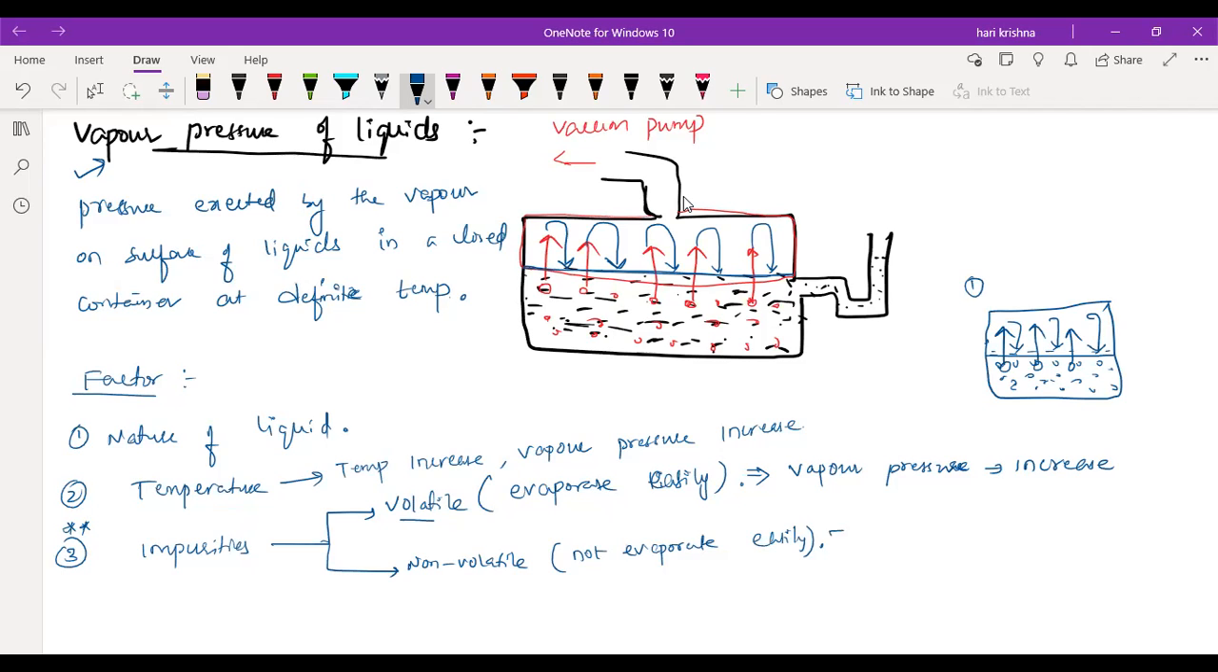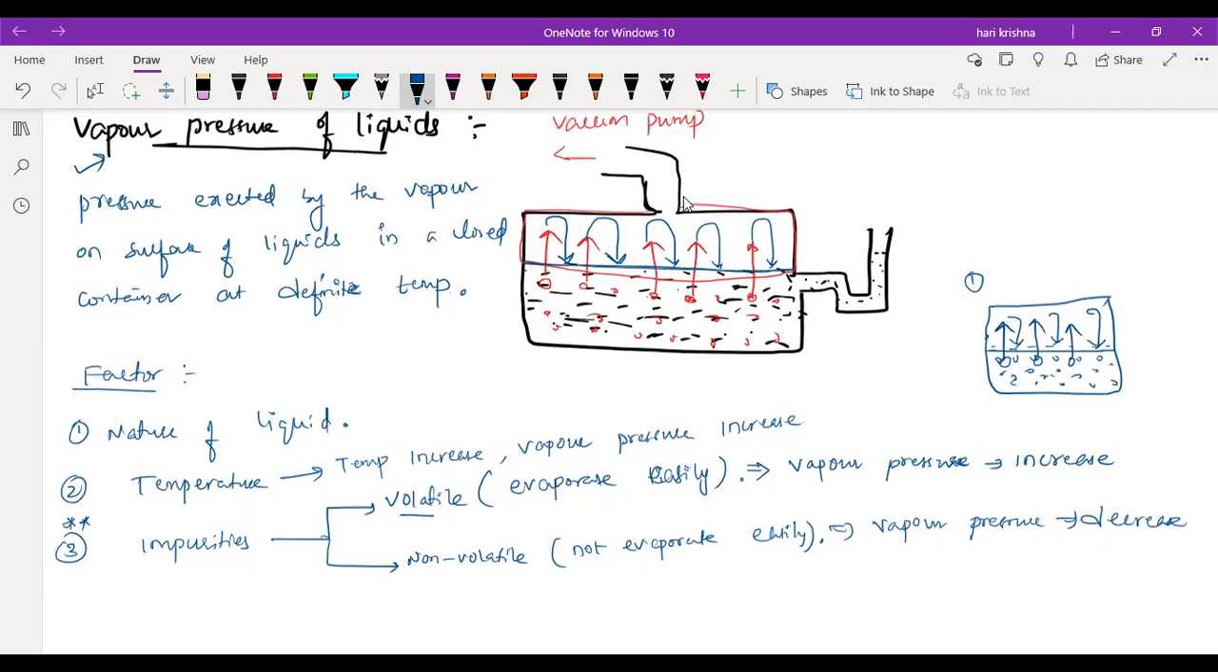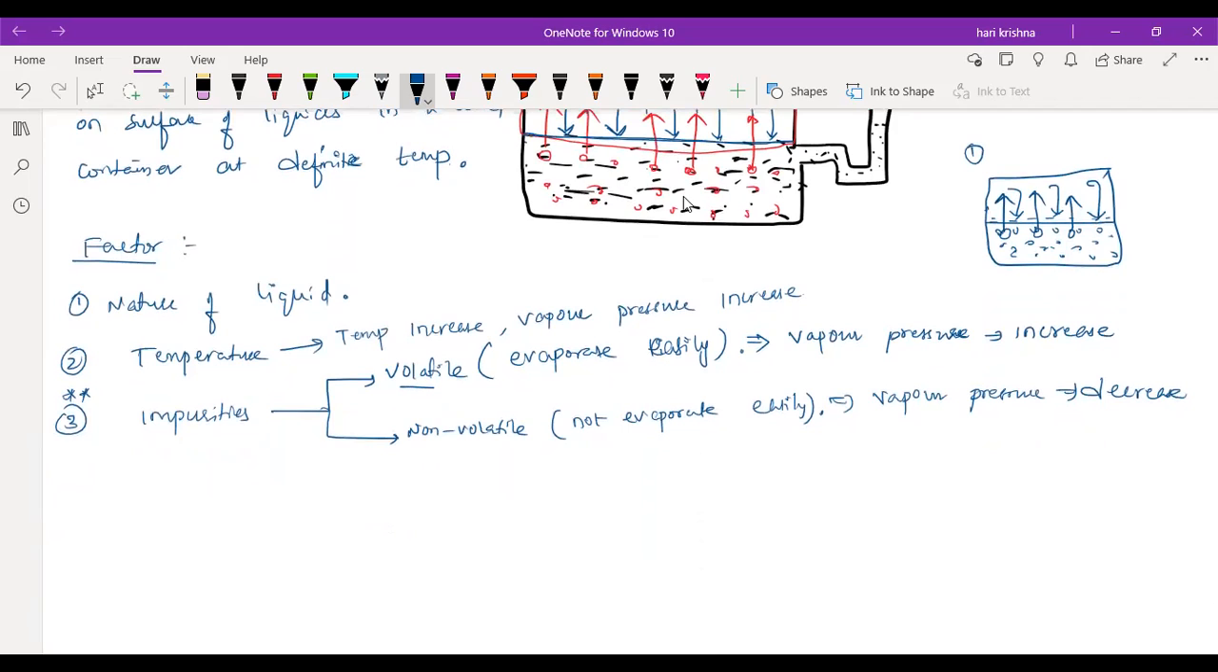What about the case of non-volatile? Due to the non-volatile particles, fewer particles will move into the gaseous phase, so the vapor pressure will decrease. If you want the explanation for this, let me take one diagram here.